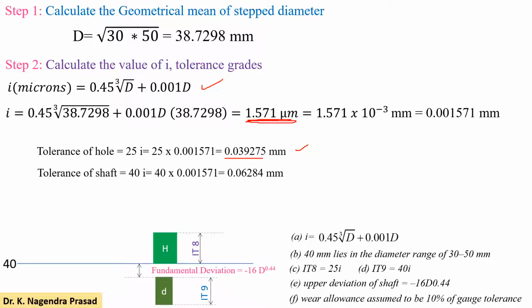And similarly, it is given in the data that the tolerance of the shaft is D9. So the tolerance grade is IT9. The tolerance of the shaft is equal to IT9, which is equal to 40i. Then substitute the i value. Then the tolerance of the shaft will become 0.06284 mm.